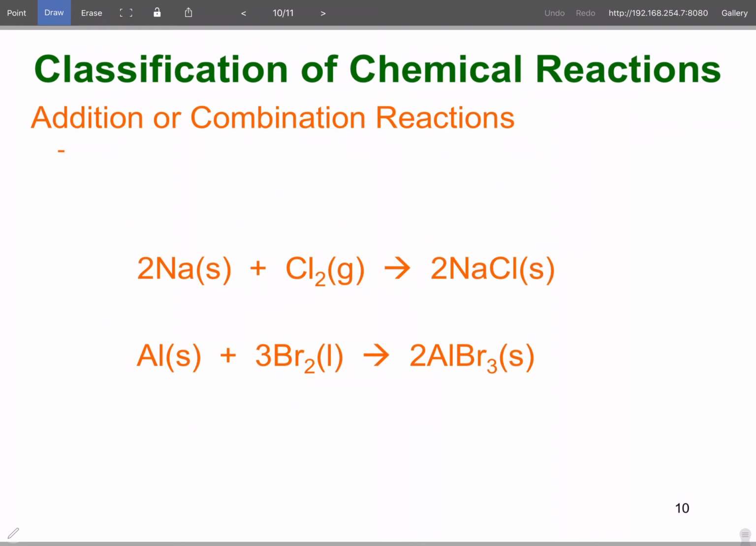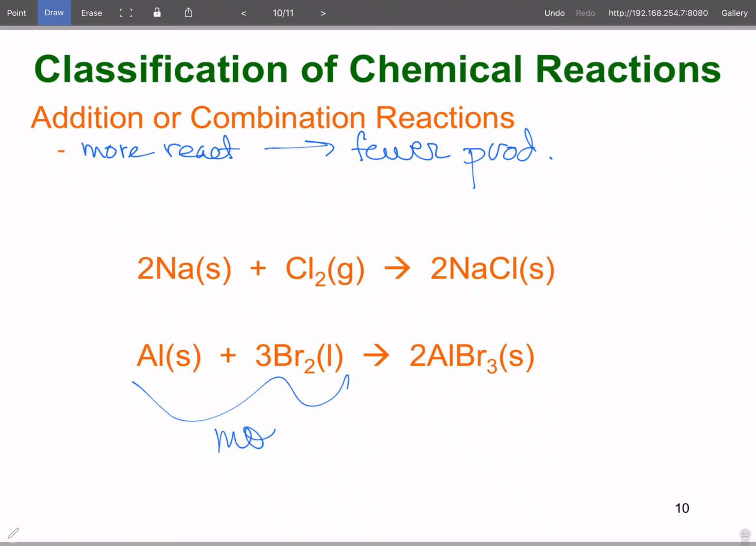So, first one we talked about was the addition or a combination reaction, and you have more reactants going to fewer products. And it may be, in this case, we have 2 reactants going to 1 product. We may have 3 reactants going to 2 products. We just have less. So more on this side and less on this side. And when I say more and less, I'm not talking about the atoms. The atoms have to count. I'm talking about the number of compounds. Okay? Because your atoms have to stay the same.